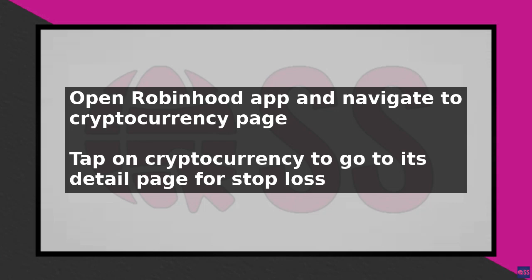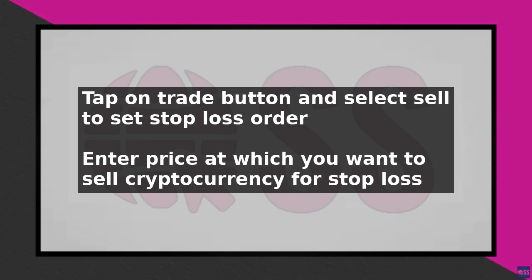Tap on the cryptocurrency to go to its detail page. Next, tap on the trade button and select sell. You will see an option to set a stop loss order. Tap on stop loss and enter the price at which you want to sell the cryptocurrency.